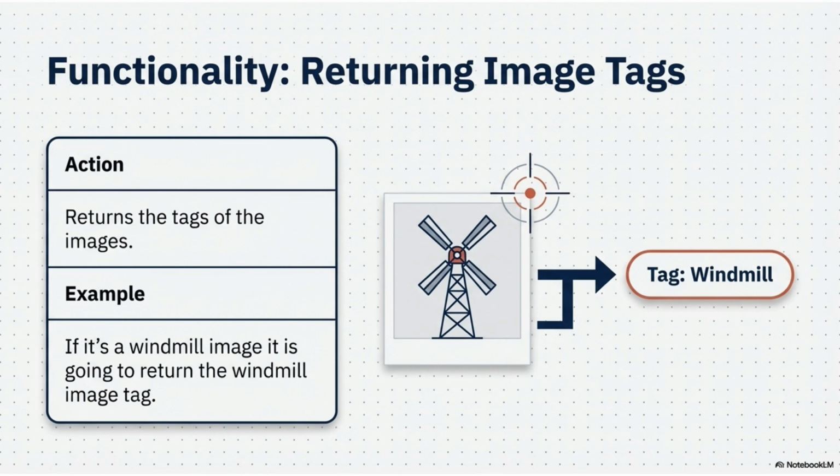Once the model processes the images, it returns tags as output. So if your image contains a windmill, the output will include the tag windmill. This allows you to convert visual data into structured data. The action returns the text of the input, for example, what we said for the windmill.